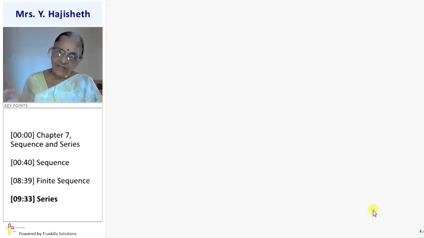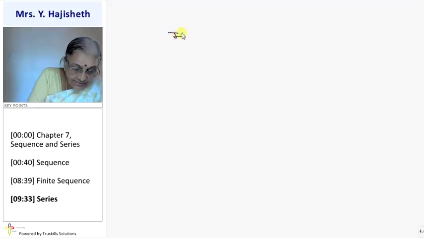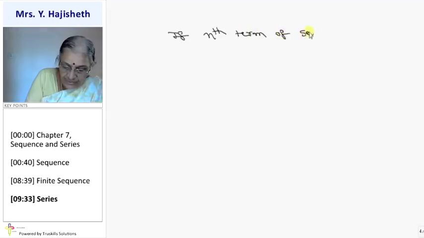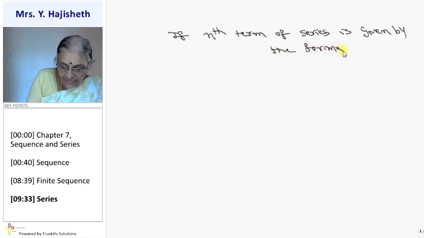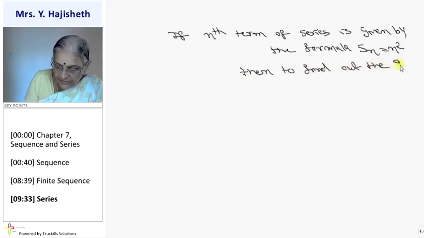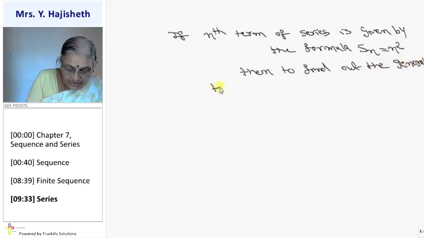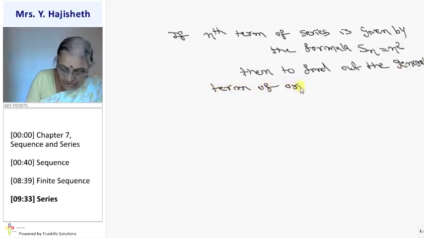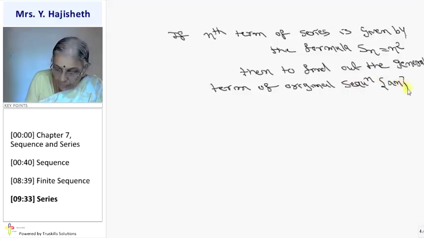Now suppose a sequence is given; you know how to find the series. But suppose the nth term of the series is given to you by the formula, say Sn is n square, and you are asked to find the general term of the original sequence, that is An. Then what to do?